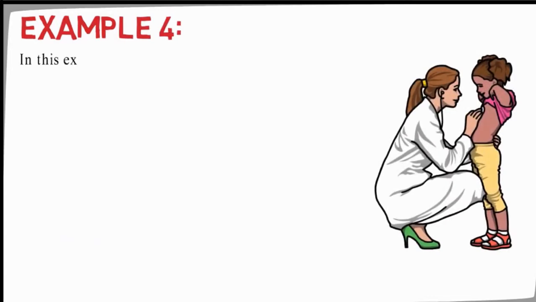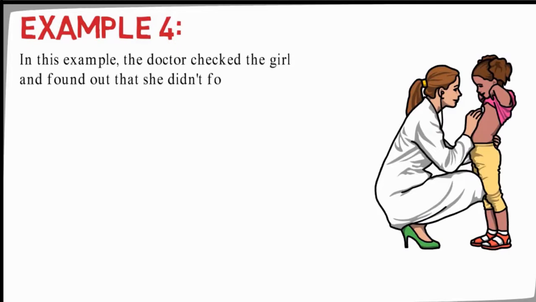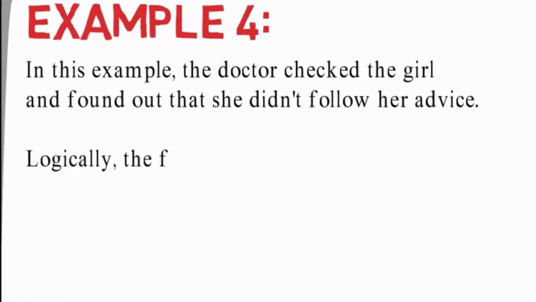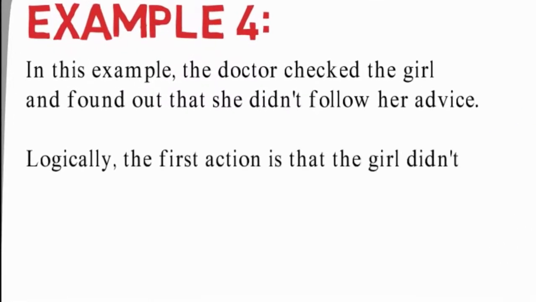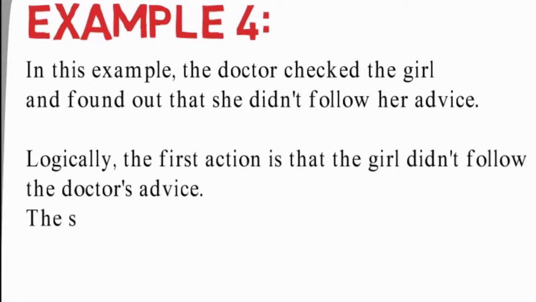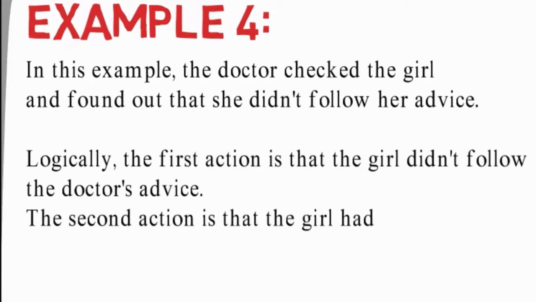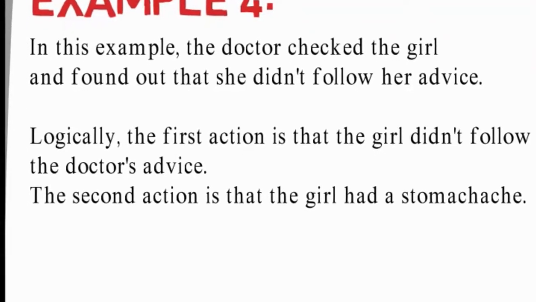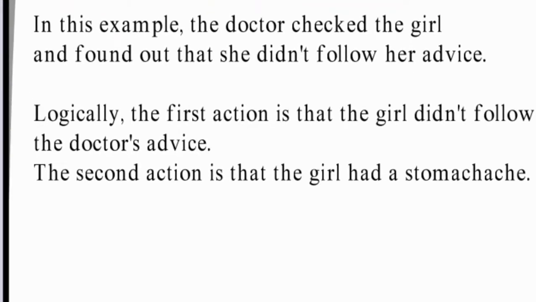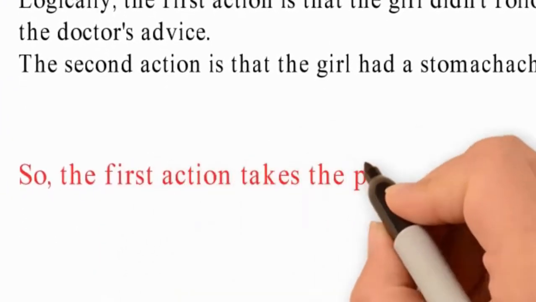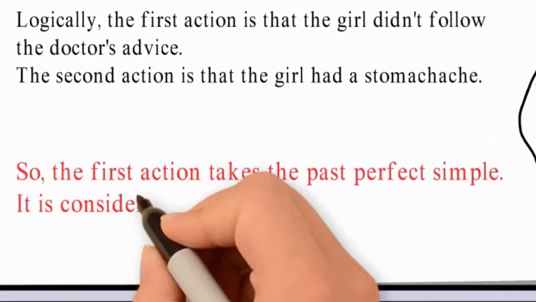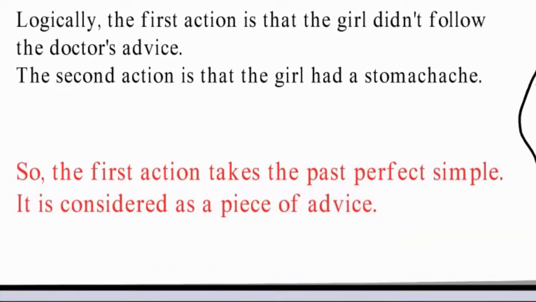Example 4. In this example, the doctor checked the girl and found out that she didn't follow her advice. Logically, the first action is that the girl didn't follow the doctor's advice. The second action is that the girl had a stomachache. So, the first action takes the past perfect simple. It's considered as a piece of advice.